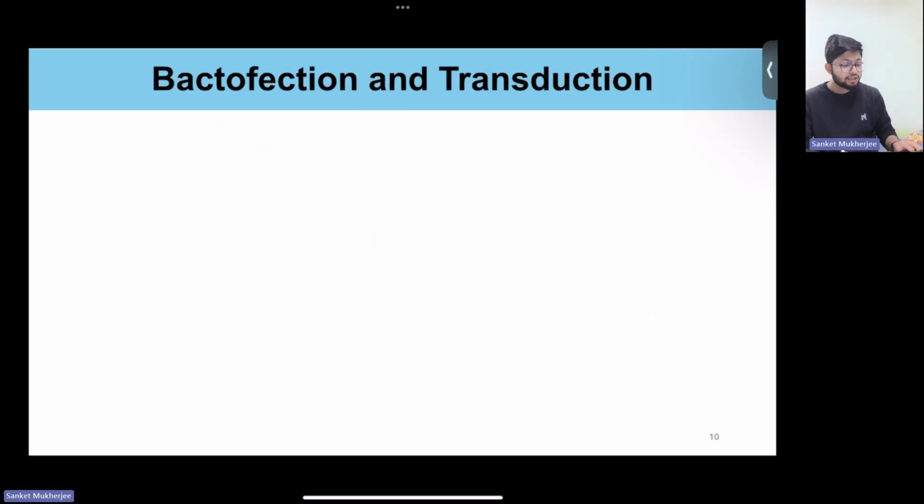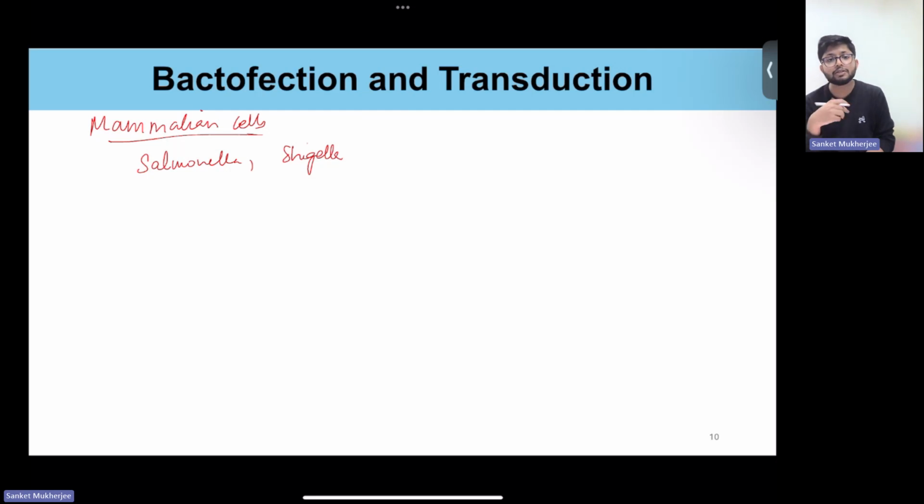Then we have bactofection, where bacteria is used. So for mammalian cells, some bacterial species like Salmonella or Shigella can be used, but usually not very much preferred because then bacterial cells outnumber the growth, or in mammalian cells it becomes a problem.